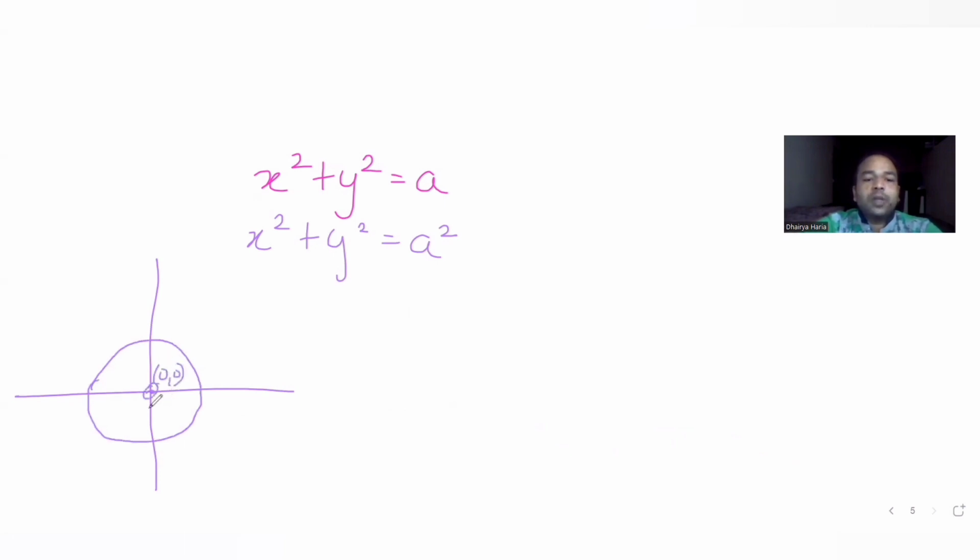Center lies at (0, 0), and the radius here, if I compare it with the general form, let's say r squared, I get r squared equal to a. So the radius r becomes root a. So this is your radius.